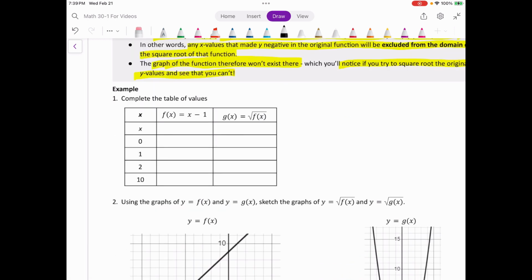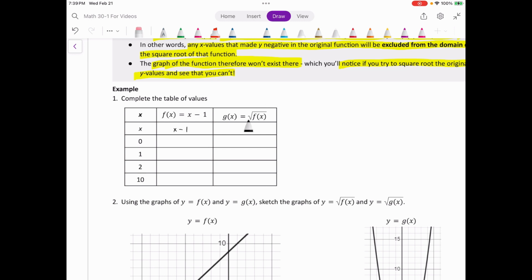So here we got a table of values. Our original function f of x is just x minus 1. And then we want to take the square root of this function, right, for g of x. So let's just first generally do it for x. Well, if f of x is x minus 1, then it's x minus 1 when x is x, keeping it general, not putting in an actual x yet.